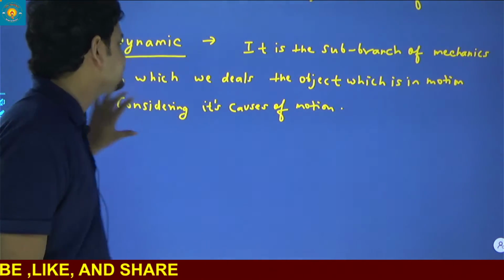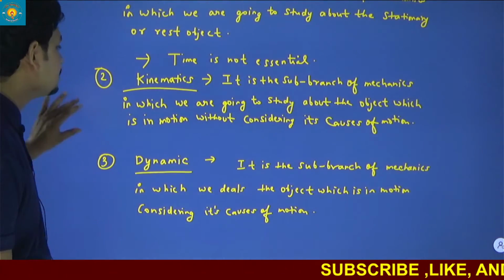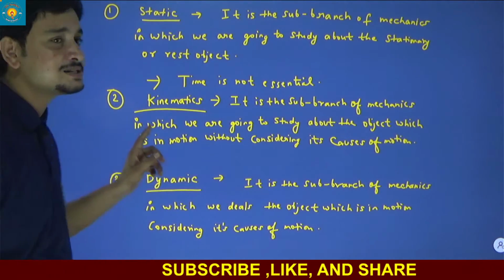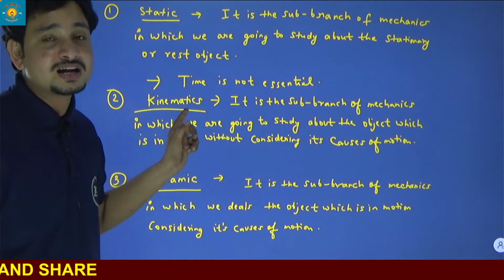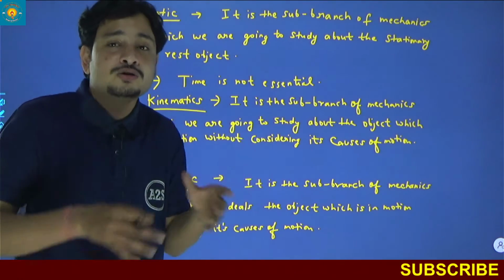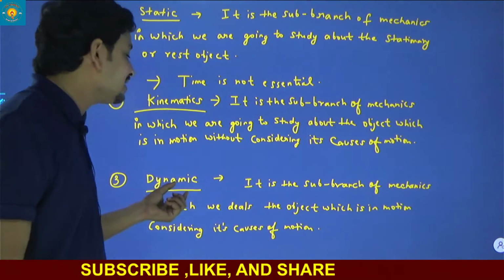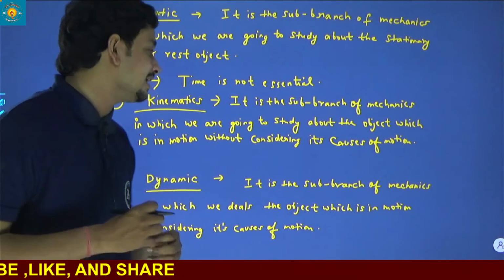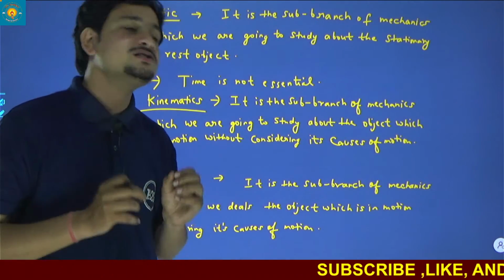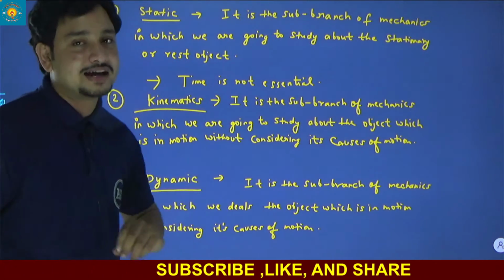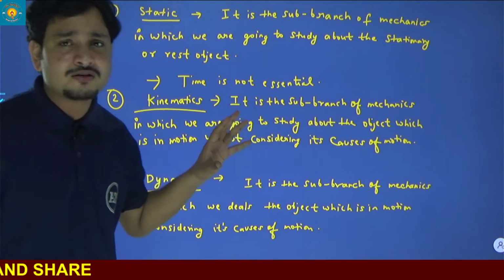Clear? As we are talking about the three sub branches of mechanics, you have seen that statics means the object which is stationary, means at rest. Kinematics is that branch in which the object is in motion, but we don't know the causes of that motion. In dynamics, we know the reason why it is in motion. Time is not essential for statics, but time is essential for both kinematics and dynamics. So guys, these are the three sub branches of mechanics.